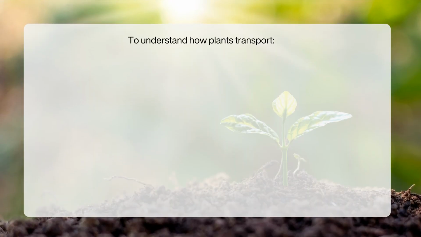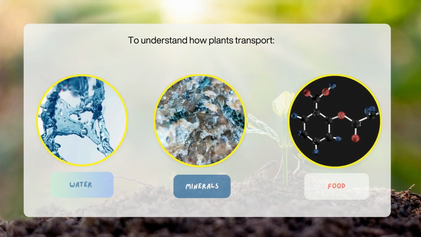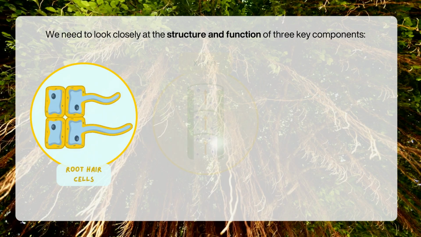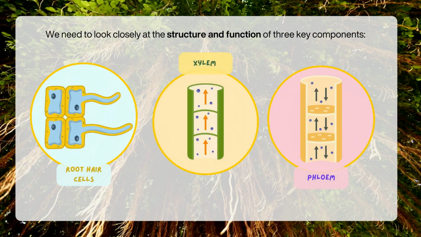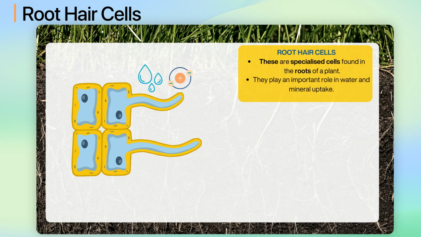To understand how plants transport water, minerals, and food materials, we need to look closely at the structure and function of three key components. These are the root hair cells, xylem, and phloem. Root hair cells are specialized cells that are found in the roots of a plant. Root hair cells play an important role in the uptake of water and mineral ions from the soil.